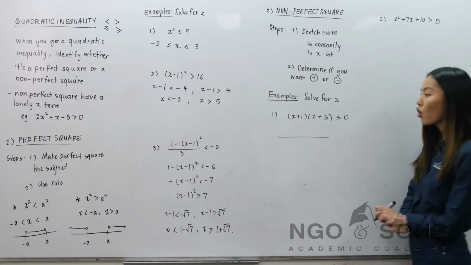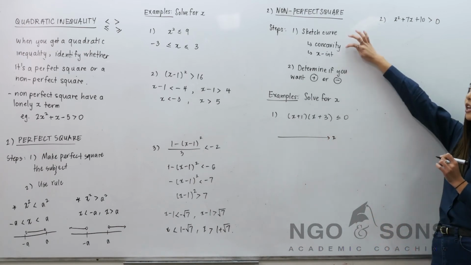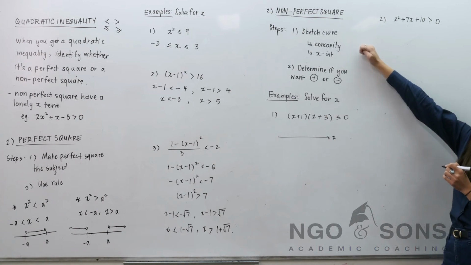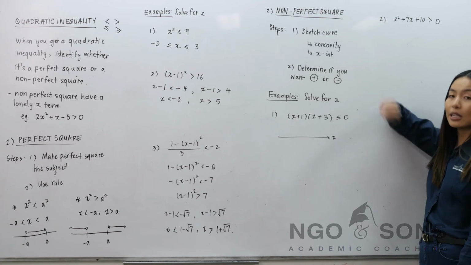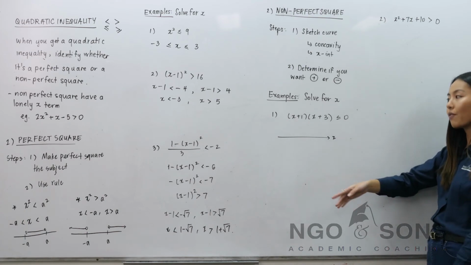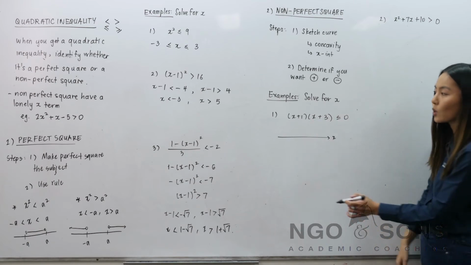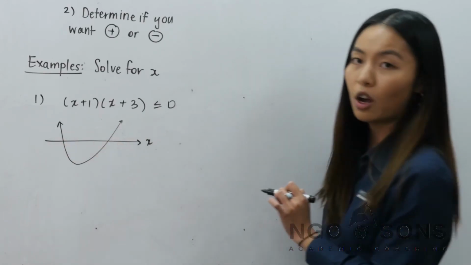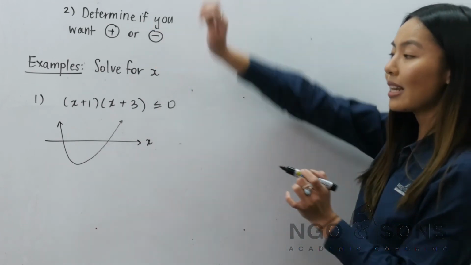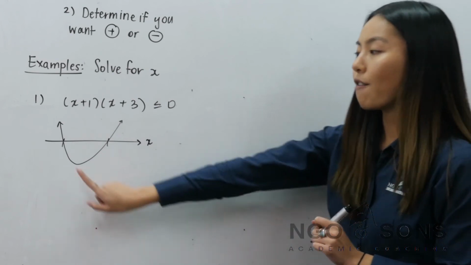Now, to draw my quick sketch, I only need my x-axis and I find the concavity and the x-intercepts of my curve. The concavity of a quadratic equation is given by the number in front of x squared. So x times x is positive x squared. If the number in front of x squared is positive, my quadratic concaves up. Second thing I need is the x-intercepts, these two values here.